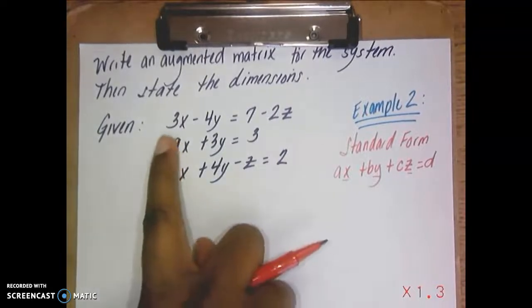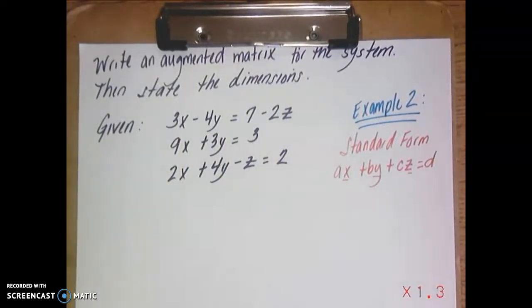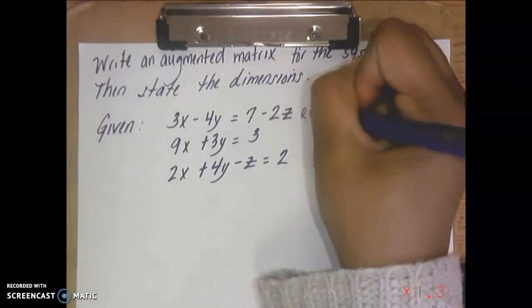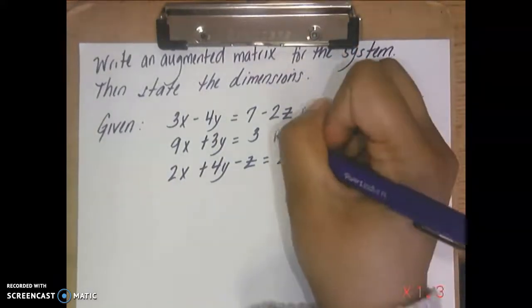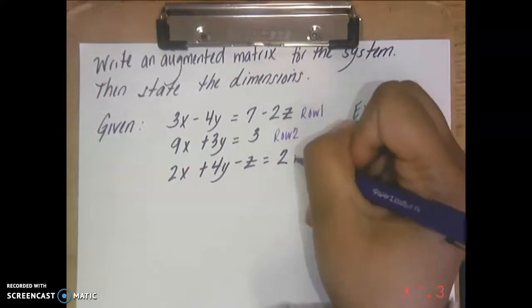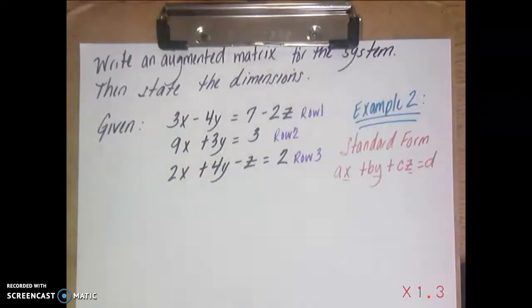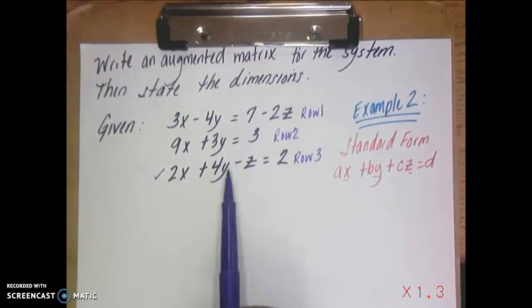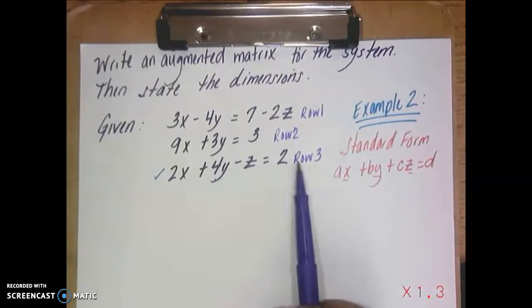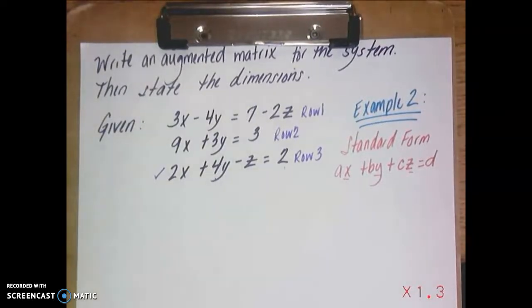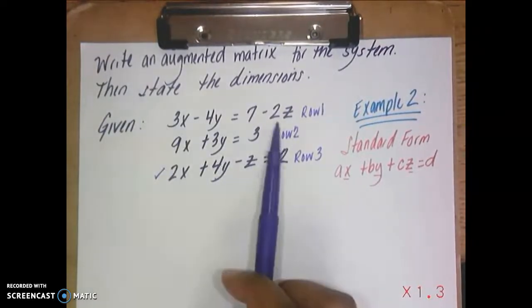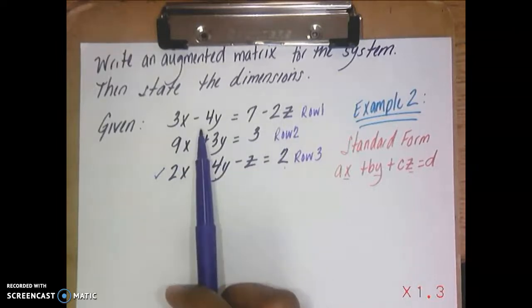The first thing I want you to notice here is that we have 3 rows. So here is row 1, row 2, row 3. Now the good thing about this is that row 3 is in perfect order. We have our AX, our BY, our CZ, and we know what D is. The issue is that the first row here is kind of out of order.